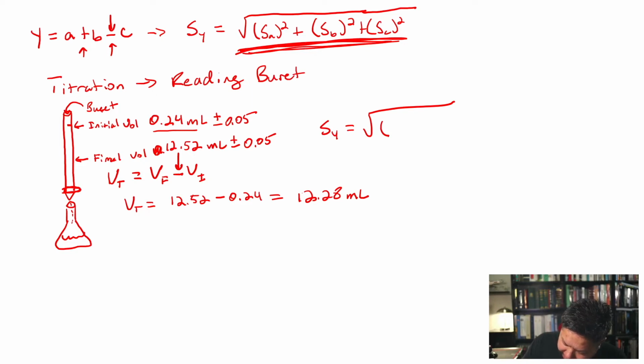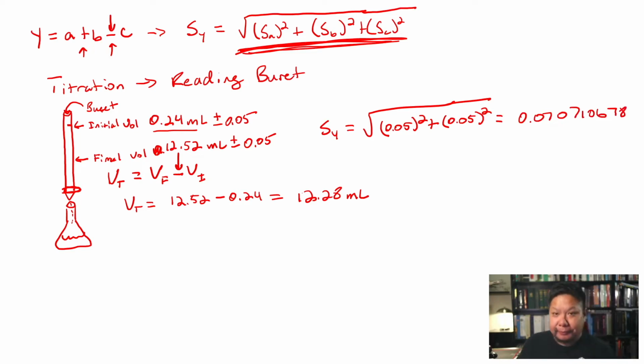And so that's 0.05. Sorry, I lost my train of thought for a second here. 0.05 squared plus the uncertainty of the second measurement squared, right? The square root of the uncertainty of the first measurement squared plus the uncertainty of the second measurement squared. Okay, it's that simple. Plug that all into the equation, and the number you should get is a very long number, as always. 0.070710678.